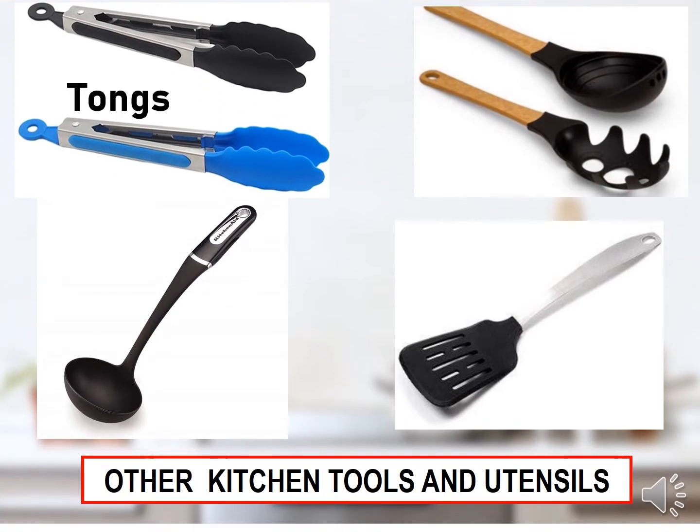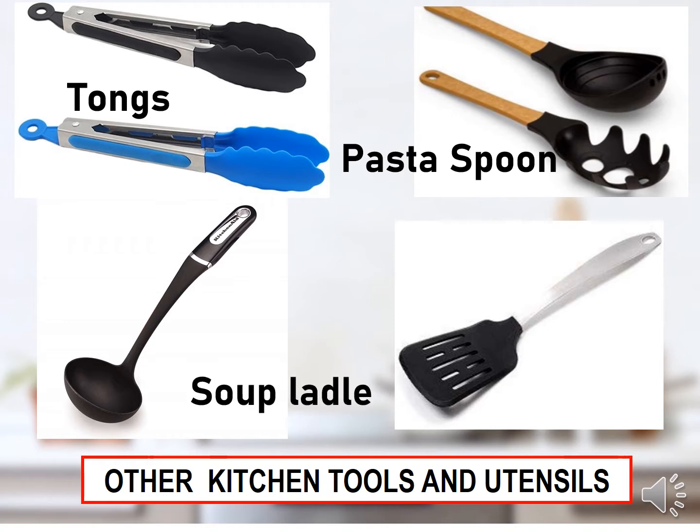We have here tongs, which are used to pick and handle foods. A pasta spoon, which is used to transfer cooked pasta to a serving plate. Then a soup ladle, which is used for portioning and serving liquids like soup. And lastly, a food turner for turning burger patties and other ingredients.